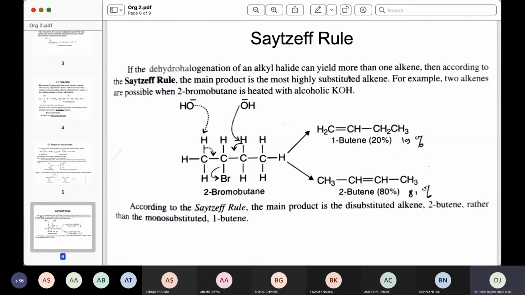If dihydrolyl alkyl halide can yield more than 1 alkene, then according to Zaitsev rule, the main product is the most highly substituted alkene. खाली तपाईले बुझ्नु पर्ने के रहेछ, the main product भनेको धेरै कुन बन्छ त, is the most highly substituted alkene.